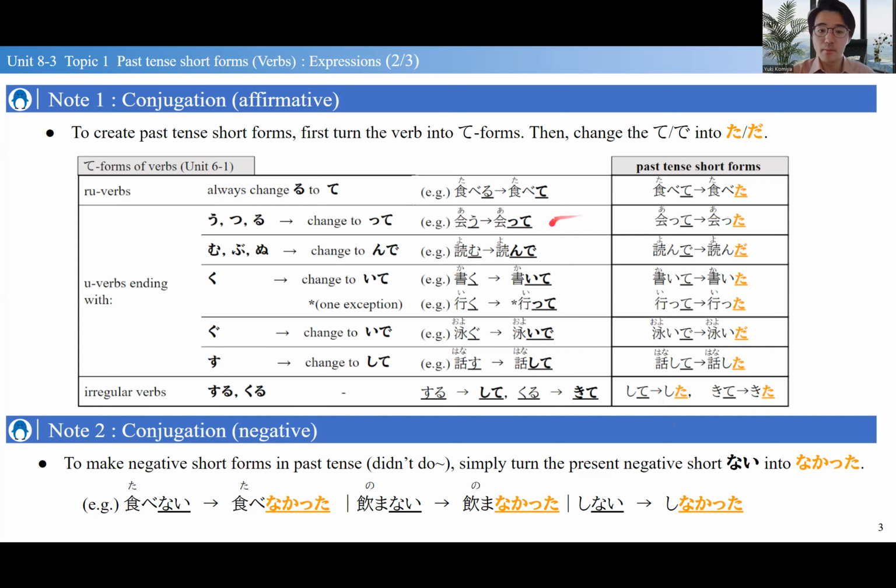In this lesson, we're going to be needing the te form. So if you don't remember the te form, I recommend you go back to Unit 6.1 and review how to make the te forms. We're going to be needing them. And then in the lesson, we're going to practice conjugating the verbs into past short forms and talk about past actions casually.